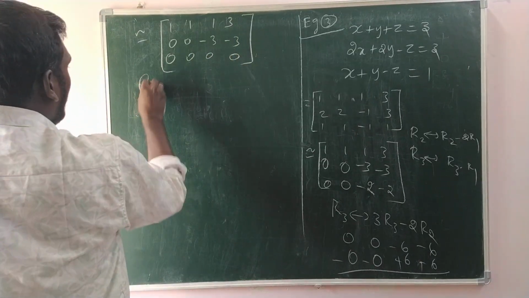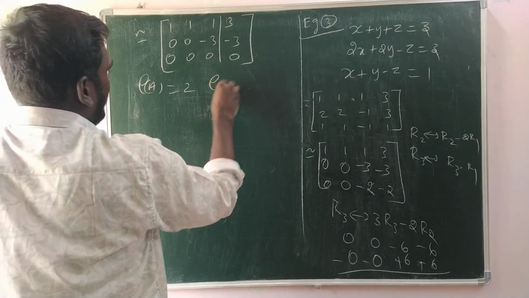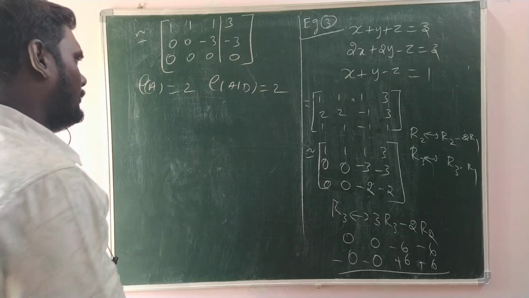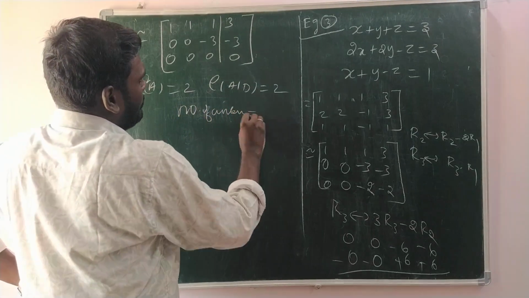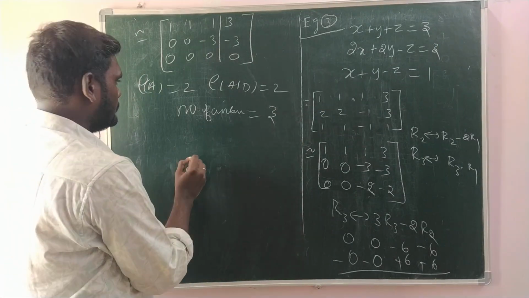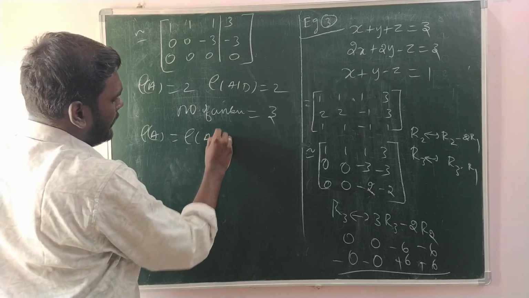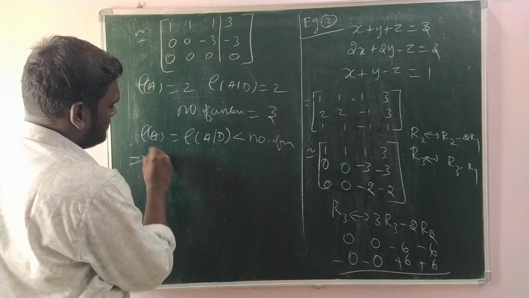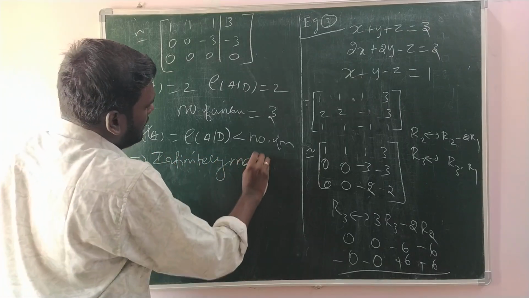Okay. Now what is rank of A? Which is 2. Rank of AB, that is also 2. They are equal, no problem. But the number of unknowns is 3. So rank of A equal to rank of AB, which is less than the number of unknowns. So it is having infinitely many solutions.